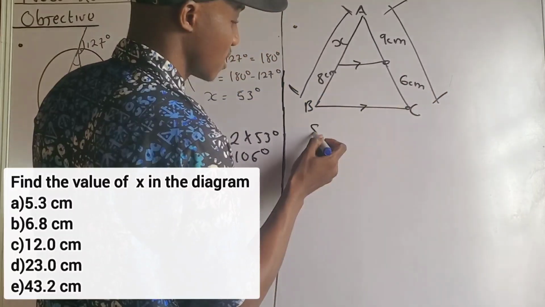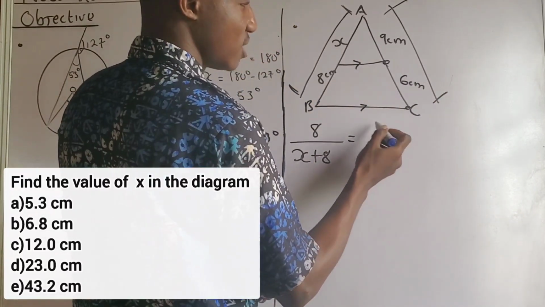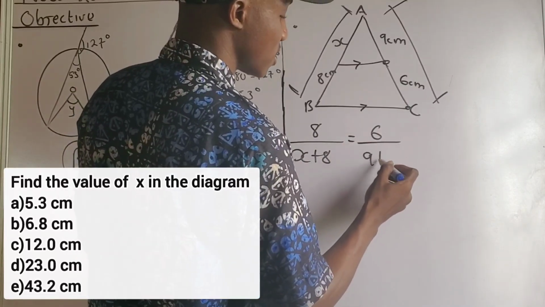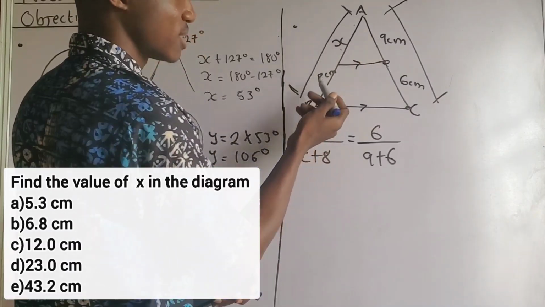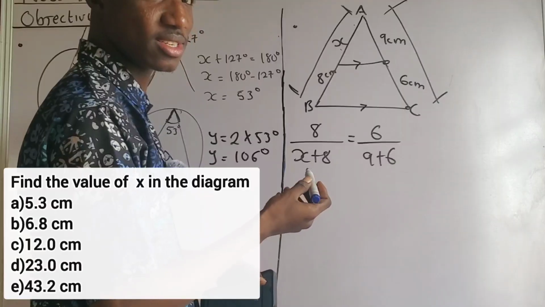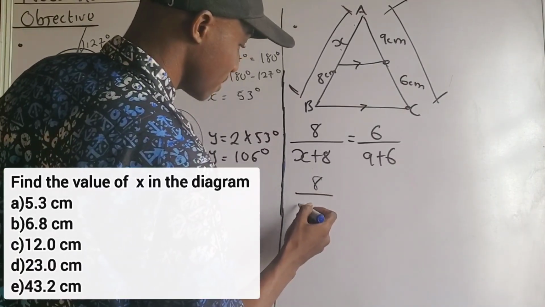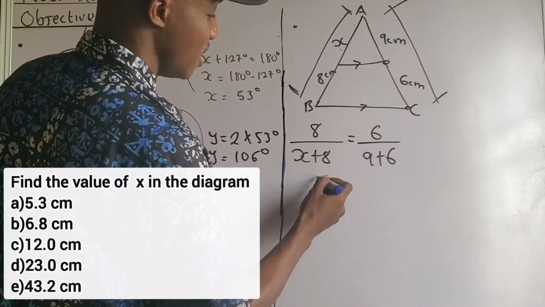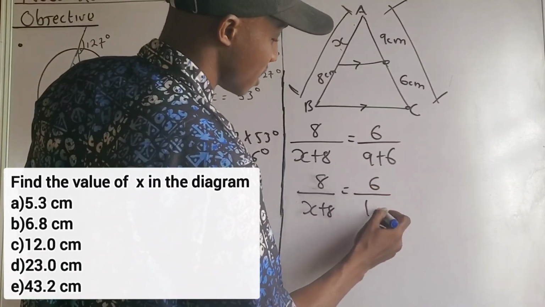8 over x plus 8 is equal to 6 over 9 plus 6. Do you understand what I'm doing? That is, the sum of x plus 8 centimeters is equal to the sum of this length and this length as well. So I'm going to have 8 all over x plus 8. Let's cross multiply directly. 8 all over x plus 8 is equal to 6 all over 15, right?